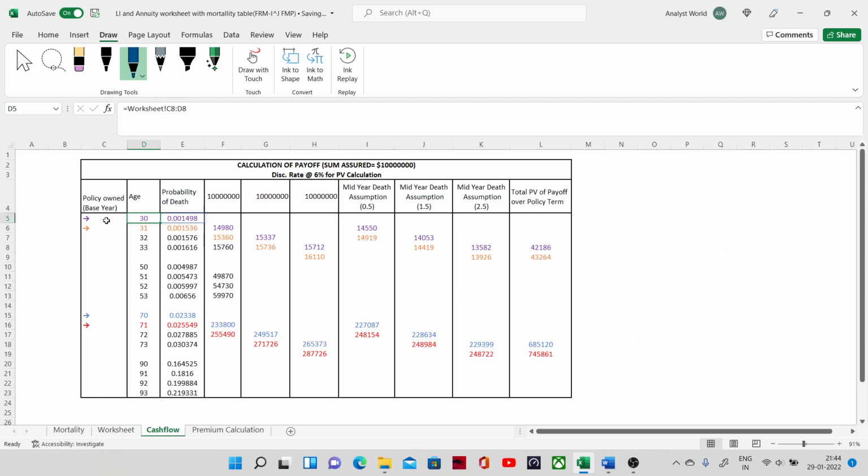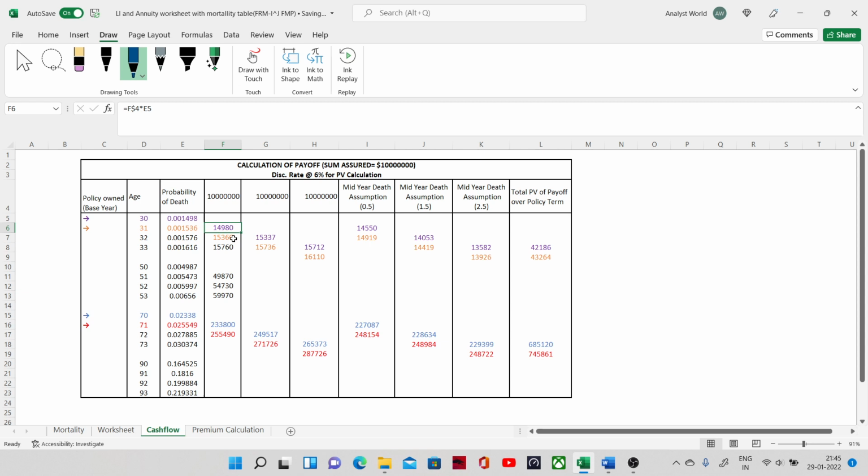So here we have taken 4 examples. Let's understand these 4 examples, starting with the 30th year. The person has taken out the first year policy when he was of the age of 30. The unconditional probability that he may actually die within the next 1 year is 0.001498. Suppose he has taken out a policy for $10 million. The expected payoff as far as the insurance company is concerned is nothing but this $10 million multiplied by this unconditional probability of death. That is exactly what I've done here, and this comes out to be 14,980, right?